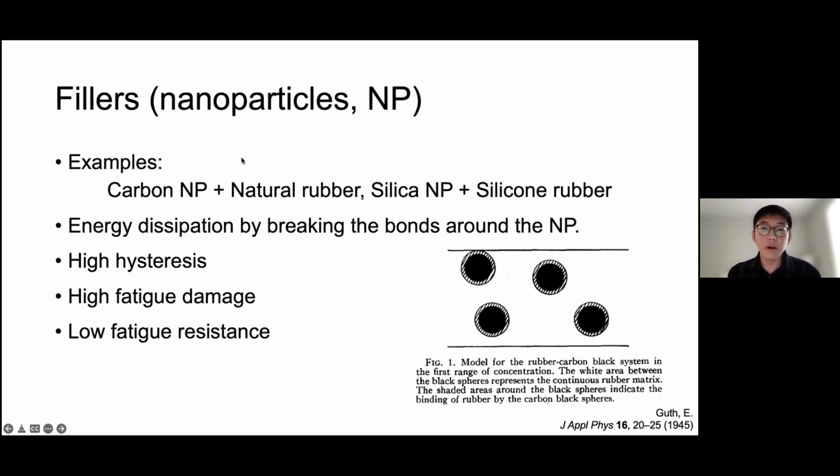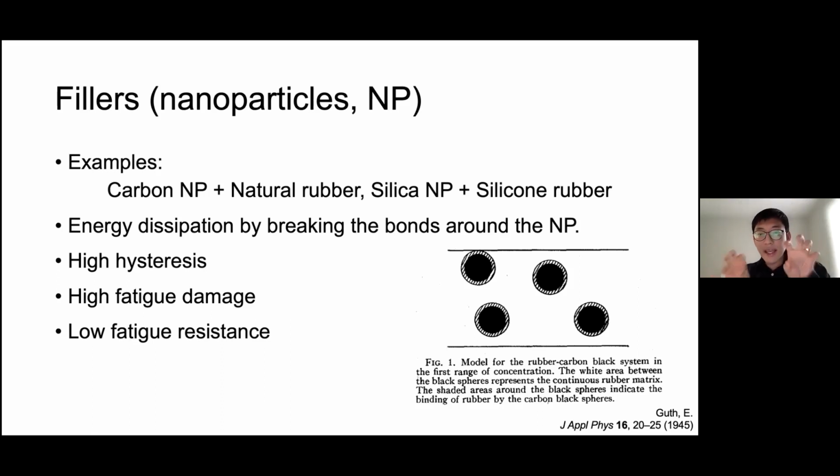However, people have developed many ways to tackle this problem. One example is fillers. You can put carbon nanoparticles into natural rubber to enhance the stiffness and toughness, or you can put silica nanoparticles into silicone rubber. Then you can increase the stiffness and toughness at the same time. However, there is a drawback, a shortcoming of this strategy, that is elasticity.